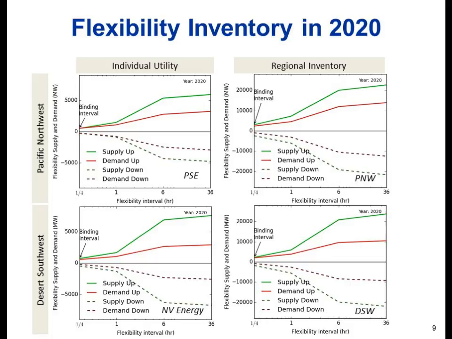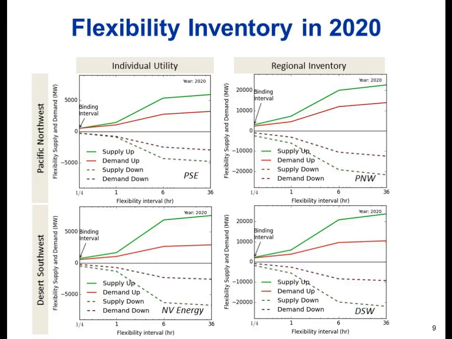So now starting to go through some of these results, these figures here show the results of the flexibility inventory for each of these portfolios just focusing on the year 2020. The left column of charts is the individual utilities. The right column are the regional collection of the IRPs. The top row here is the Pacific Northwest, which includes the one utility we focused on, Puget Sound Energy, and then the collection of IRPs in the Pacific Northwest. The bottom row is the Desert Southwest, where our one utility is NV Energy, and then we have the collection of utilities in the Desert Southwest.